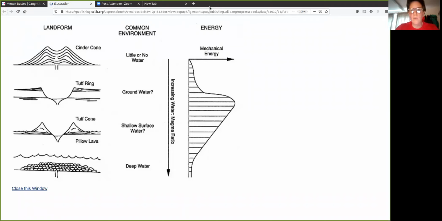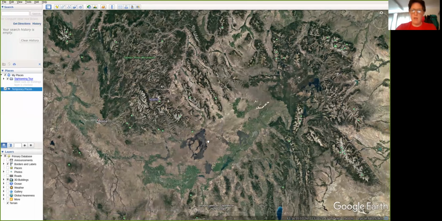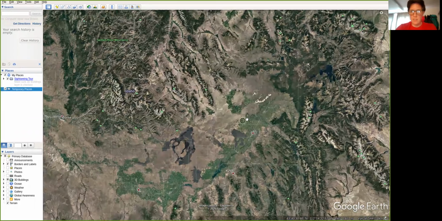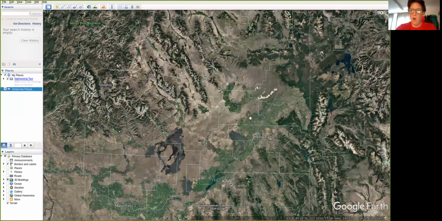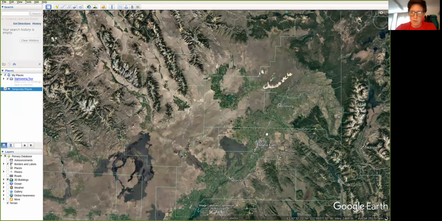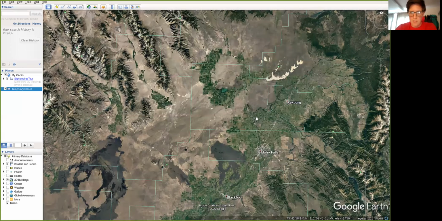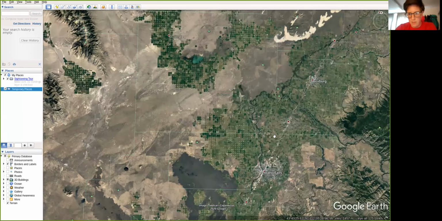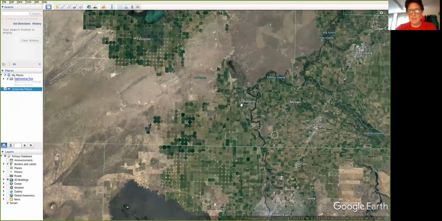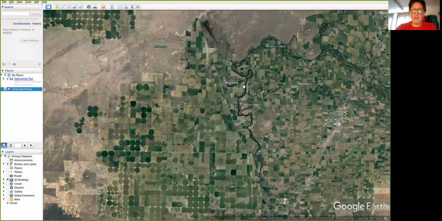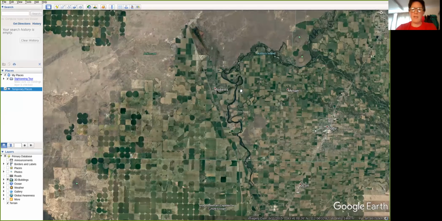All right, so we are going to share this other bit of the screen as well. So let's get back to Google Earth. And so we're going to go first to Menan Buttes. And Menan Buttes is near Idaho Falls in Rexburg. So if you're looking for fun trips to include in your post-apocalypse road trip, I highly recommend Menan Buttes.